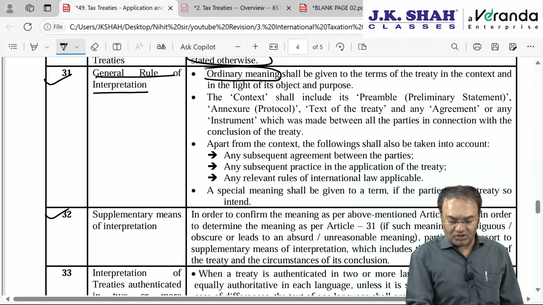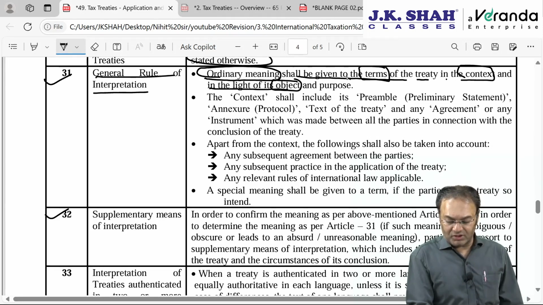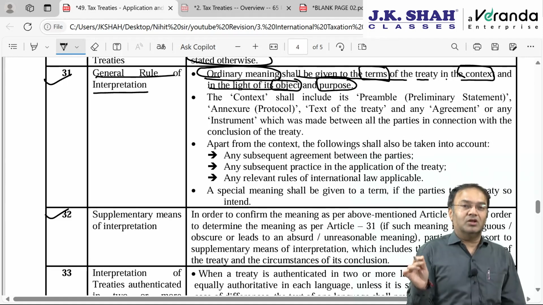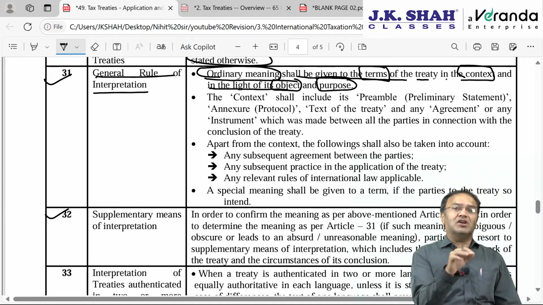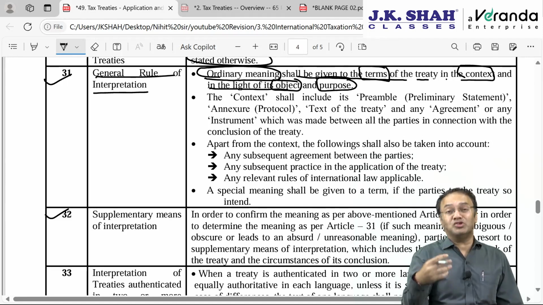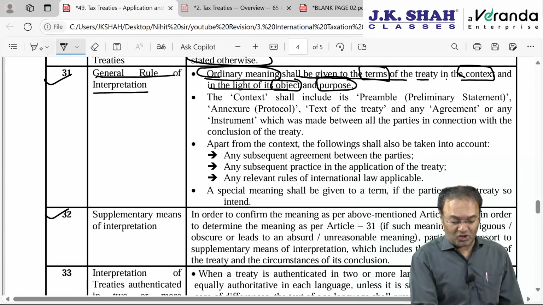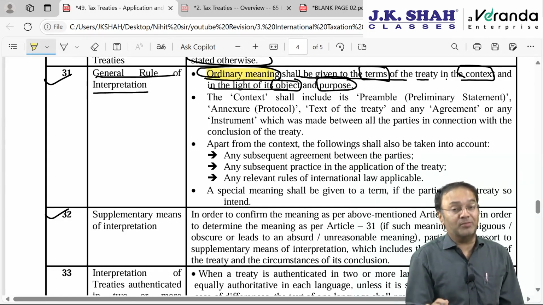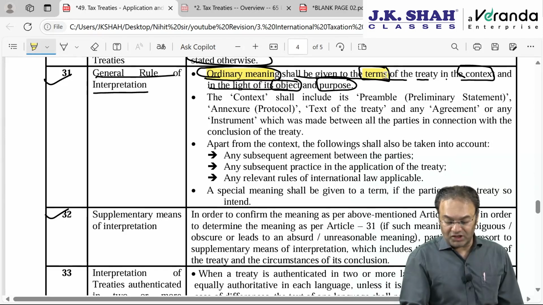Ordinary meaning shall be given to the terms of the treaty in their context and in the light of its object and purpose. See, the VCLT people have so nicely covered everything in one single line. Our institute took 4 points to explain this concept. So, ordinary meaning, the literal meaning of each and every word, having regard to the context, that is contextual interpretation, in the light of object and purpose, that is purposive interpretation.